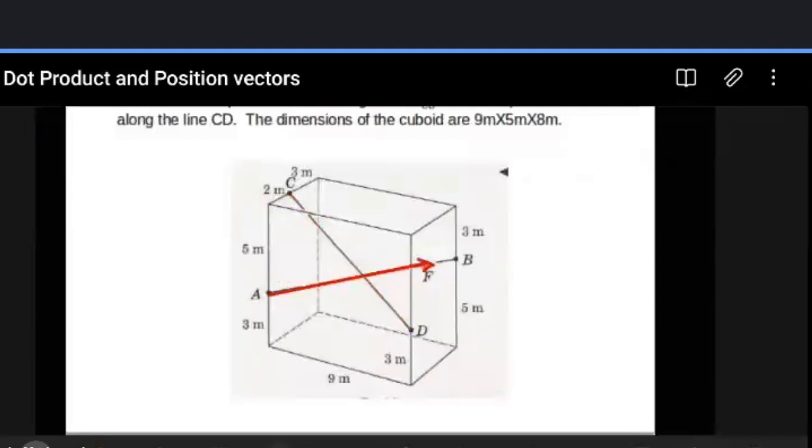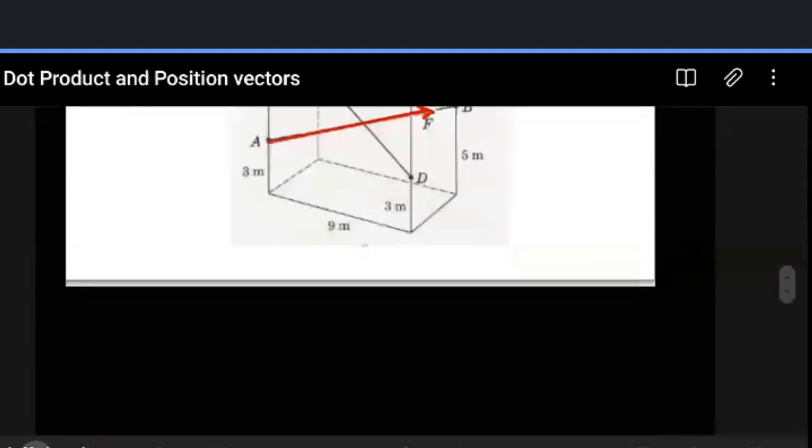How do we do that? Well, at this point, you understand that to get the component, we just need the dot product. So the magnitude of F along CD will be equal to the dot product of F with a unit vector that runs from C to D. This is what will give us FCD. But this is just going to be a number, not a vector.